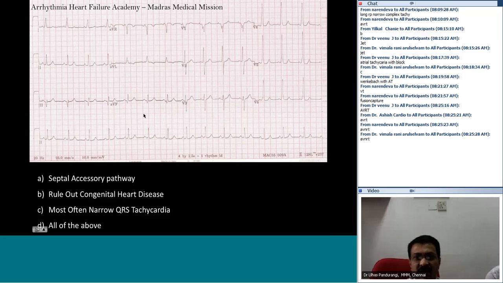Srinivasan Narayanan is in a hurry. He has to go to the cath lab. Srinivasan, I know. Let me read up the options here, Srinivasan.